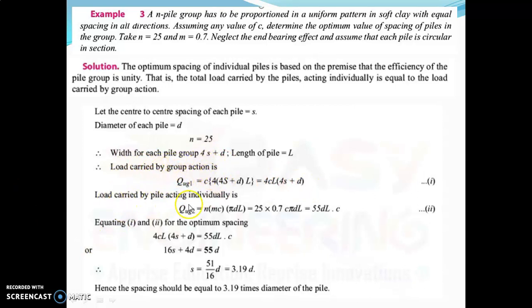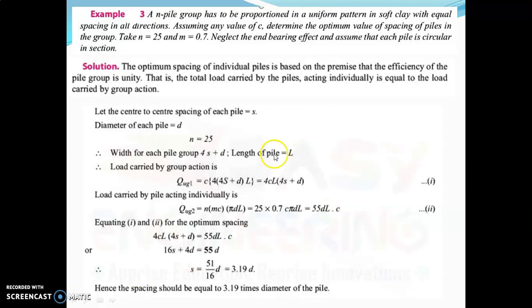The load carried by the piles acting individually is given by Qug2, that is equal to N into mC into pi d L, where N is the number of piles, 25, into mC, that is 0.7 into C, pi d L.